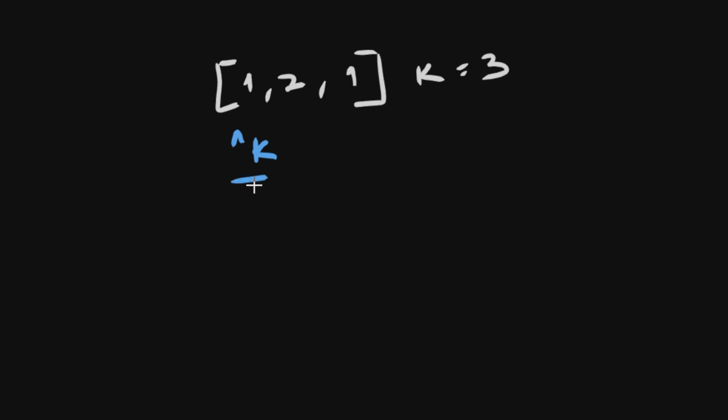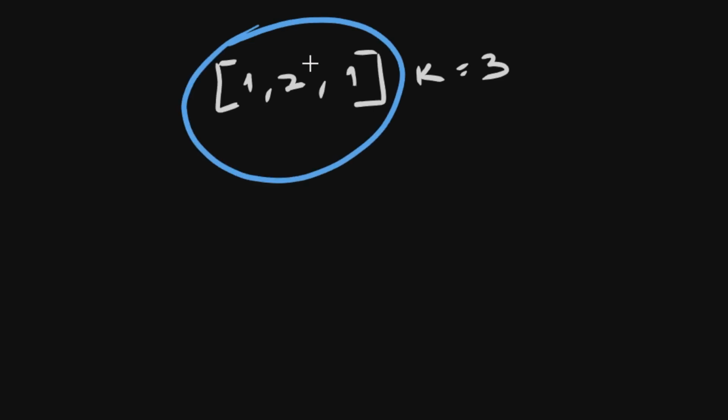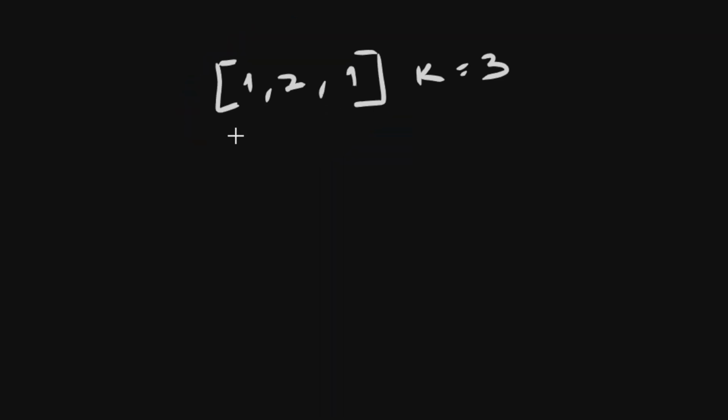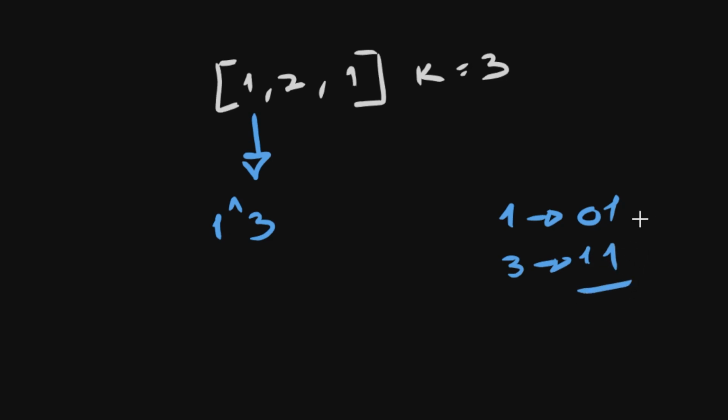And this pattern is the same for every two values in this entire array. So from here we can take every one of these values. Let's say we take this one first, and we transform this into 1 XOR 3. And remember, in binary 1 is 0, 1, 3 is 1, 1. So 1 XOR 3 is 1, 0. And this is 2.